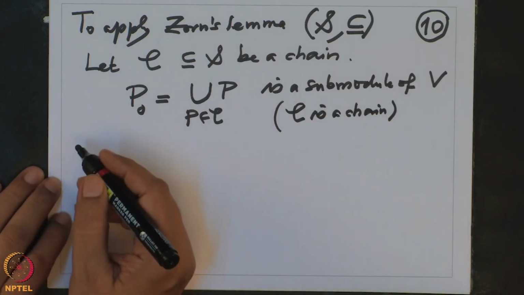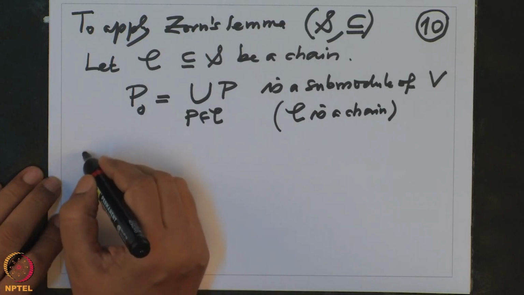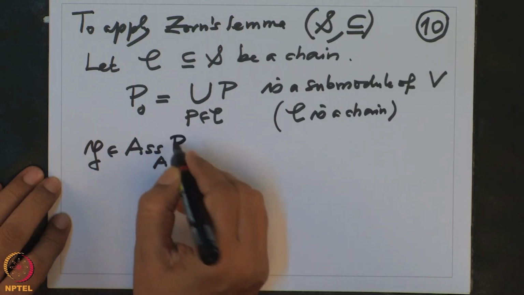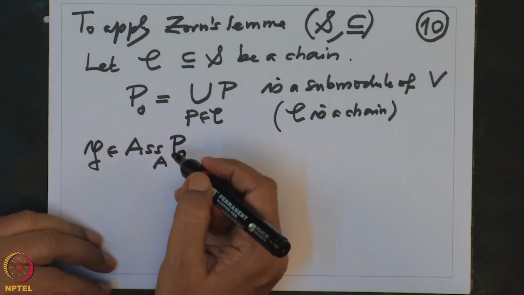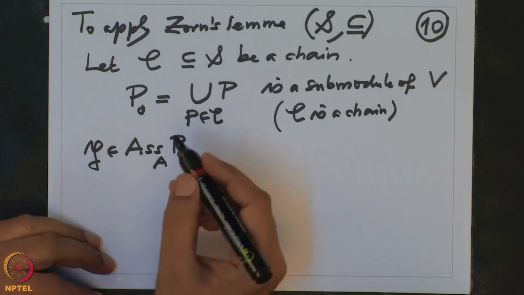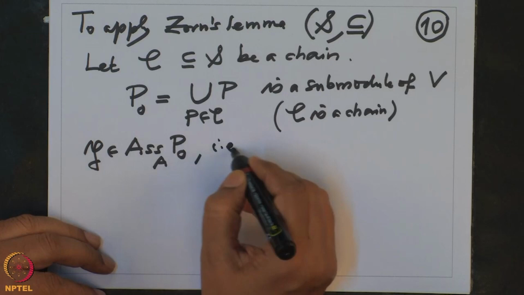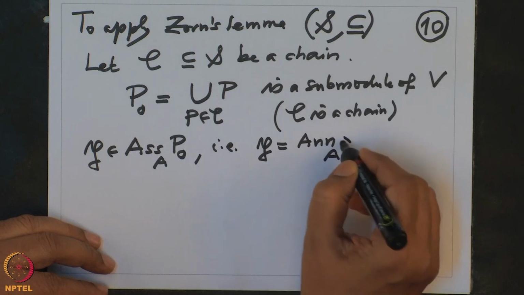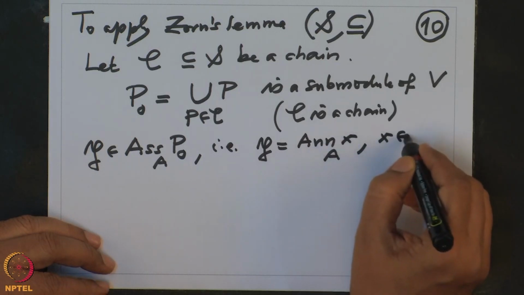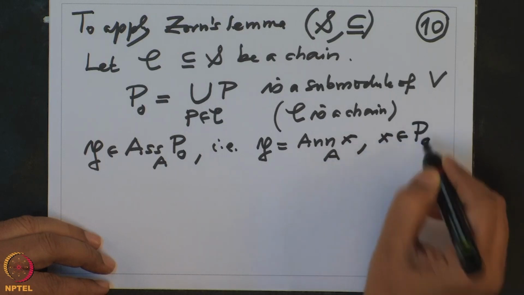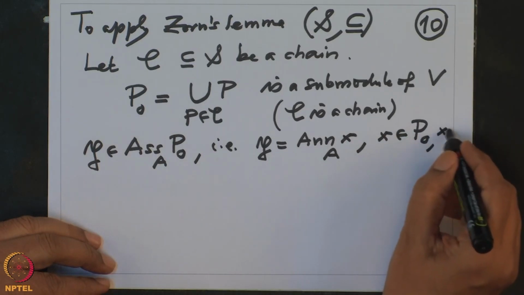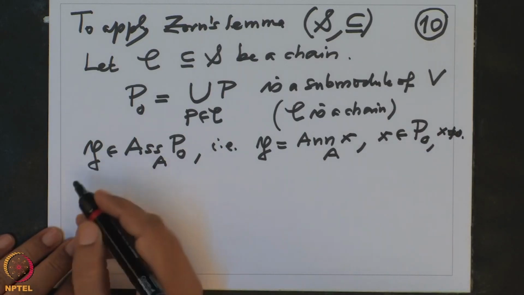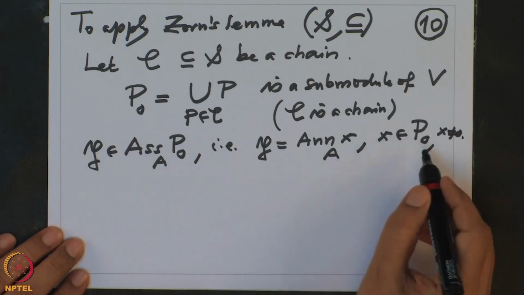Alright, now I want to check that if P belongs to the associated prime ideals of P0, then I want to check that... So this means what? That P is the annihilator of some element in P0. P is the annihilator of X, so X is in P0. And obviously X has to be non-zero. So, take such an element P; therefore, this X will belong to P0 for some P.